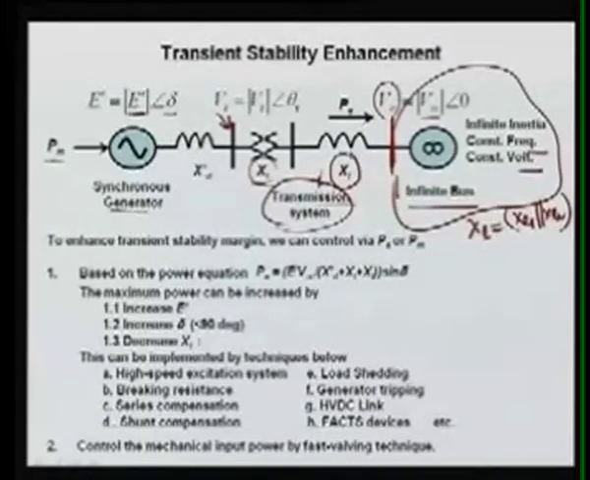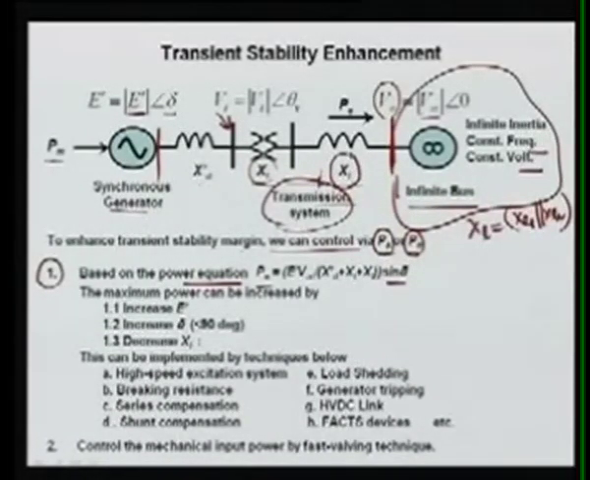To enhance the transient stability margin, we can control via either PM or PE. The first one is based on the power equation, that is PE, and PE is nothing but the voltage magnitude E prime times V infinite divided by the total reactance, Xd prime plus XT plus XL, times sine delta. Delta is the angle between this bus and this bus, that is the internal angle.